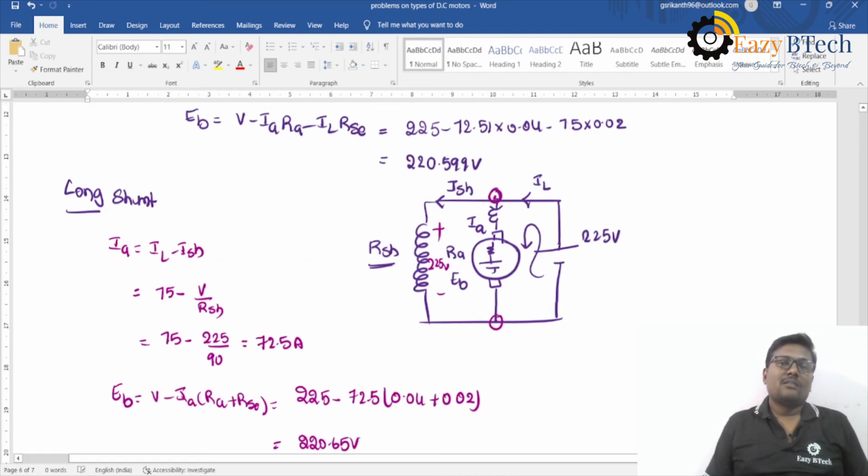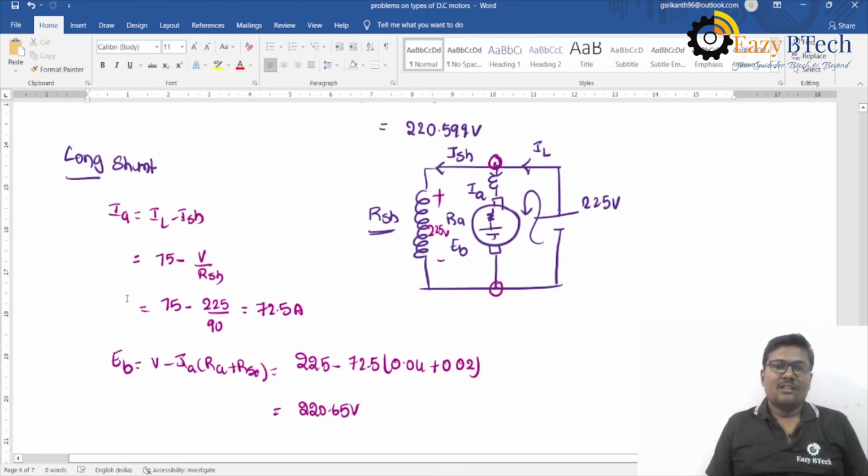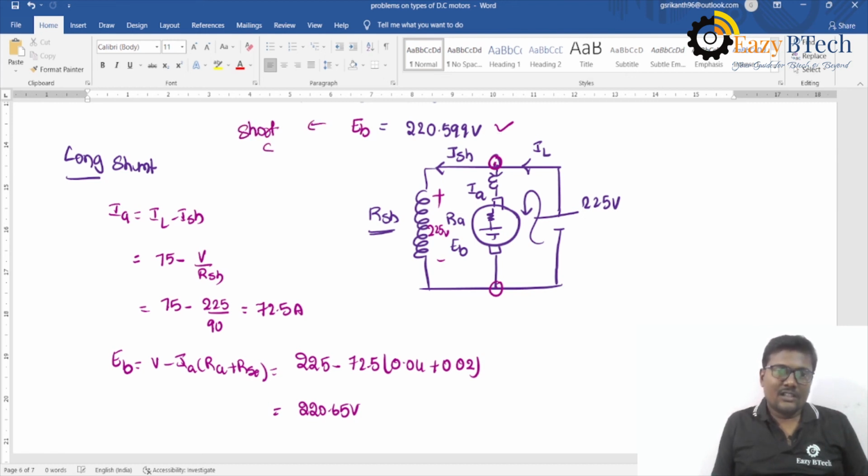There is not much difference. See here, this is 220.599 if it is a short shunt connection. If it is a long shunt connection, the difference is only in terms of decimal points. So these are the problems on compound motor. So thank you guys.